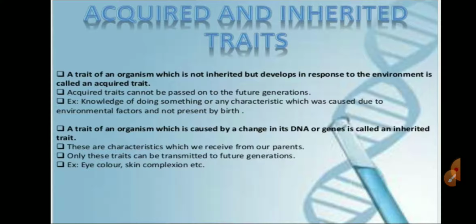Now, in the last we have acquired and inherited traits. The traits which are inherited from parents to offspring are inherited traits, caused by any change in DNA. For example, eye color and skin complexion. The traits which are not inherited and develop due to environmental change are termed acquired traits. For example, knowledge, swimming or cycling, which don't come from birth, are acquired traits. So that's all about heredity.